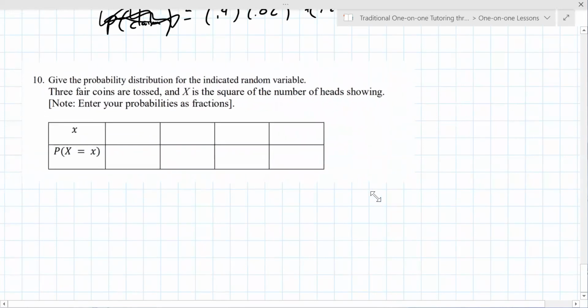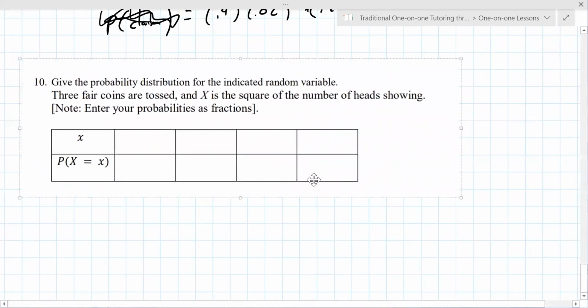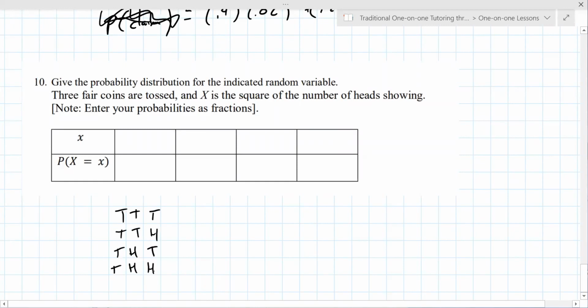All right, 3 fair coins are tossed, and X is the square of the number of heads showing. So you have to know the sample space for tossing 3 coins. So it could be tails, tails, tails, tails, tails, heads, and so on. Do you remember us doing this together? Yeah. Okay. So the hardest thing is probably just writing it all out. Heads, tails, tails, heads, tails, heads, heads, tails, and then heads, heads, heads.